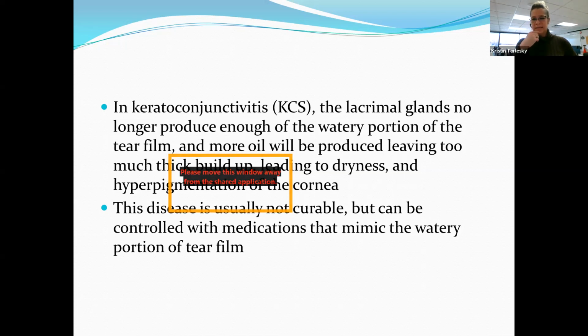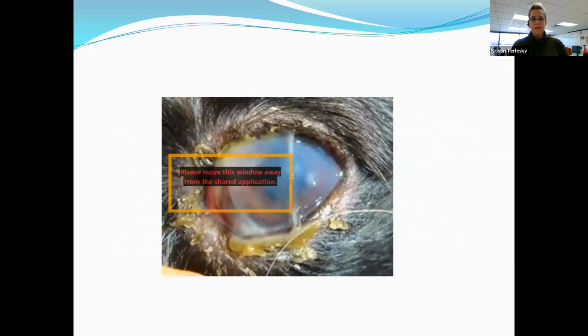When they get this disease, it's not curable. It's something that the owner has to put medication in the eyes for life, because they lose that ability to produce water in the eye. It's a lifetime treatment, and they have to clean the eyes out all the time. And this is an example. You may see this. It kind of looks like a dog that has an upper respiratory infection, but this is actually a dog that has keratoconjunctivitis. And that's just the oily portion building up because there's no watery portion.